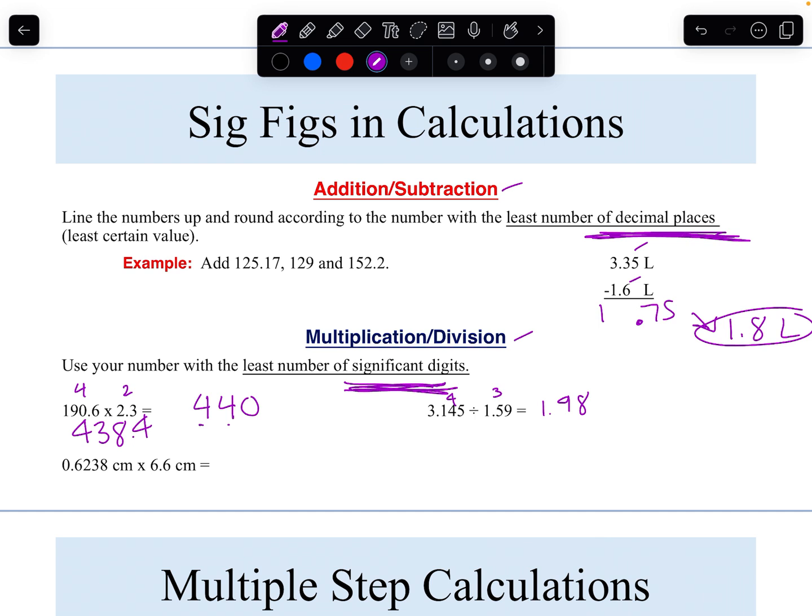All right, this last one here is 0.6238 centimeters times 6.6. Again, there are 4 sig figs here. You do not count this 0 as a significant figure. There are 2 sig figs here, therefore the answer should have 2 sig figs. When I do the math here, I get 4.12. My answer needs 2 sig figs, so therefore my answer gets rounded to 4.1. Centimeters times centimeters is centimeters squared. Okay?